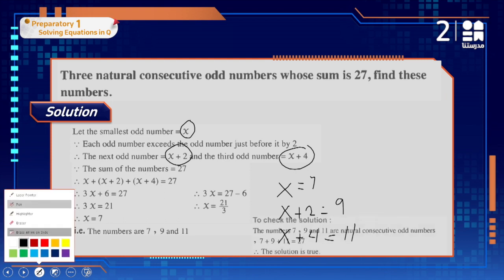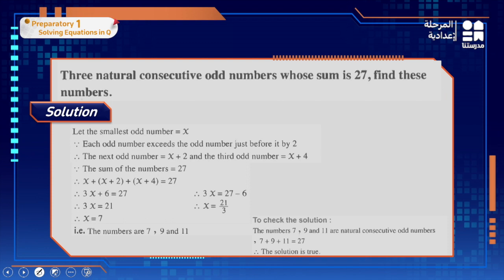Okay, here. To check your answer, add them. If you get 27, that means your solution is correct. 7 plus 9 plus 11 is 27. So the three numbers are solutions, or our solution is true. Now let's take another one on the board.